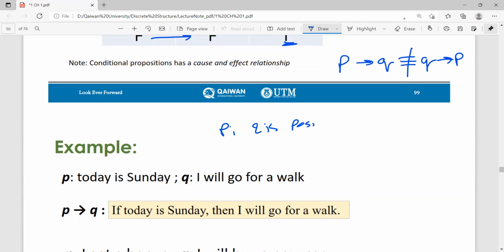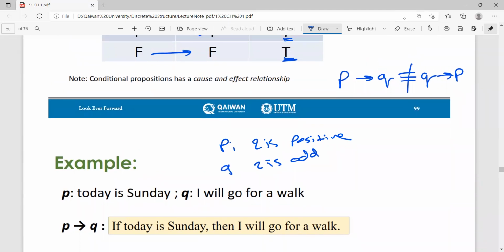Positive. 2 is odd. Second, I'm going to cube, if this is Q and the above one is P. Here we say P then Q. What about P then Q? Is it true or false? How about Q then P?